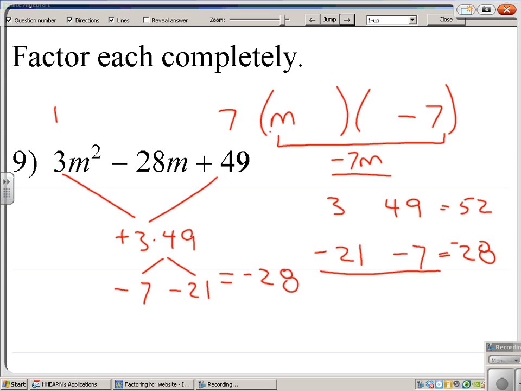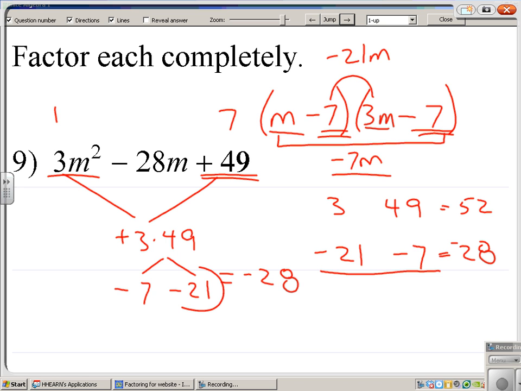Done. First times first: m times 3m is 3m squared. Last times last is positive 49, negative 7 times negative 7. Let's check. Minus 21m. There's my minus 21. I already used my minus 7. Love the magic numbers.